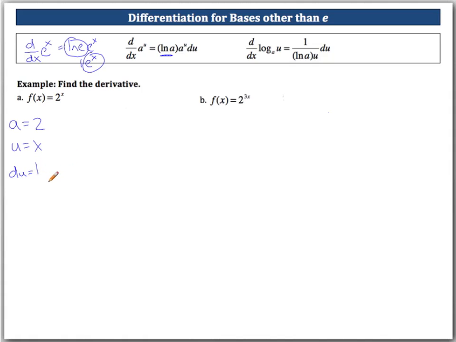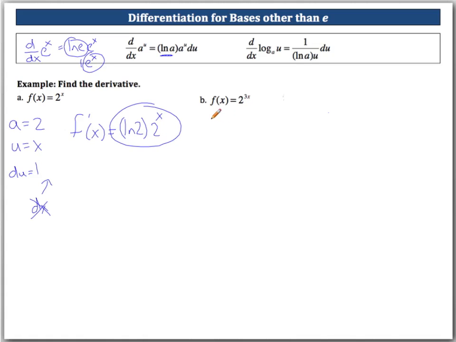And when we're finding derivatives, we don't really have to write dx here, because the derivative of x is also just 1. And so don't worry about putting the dx down there. Okay, so let's follow our pattern to find our derivative now. So it's going to be the natural log of a, or the natural log of 2, times a to the u, so 2 to the x, times the derivative of u, which in this case is just 1, and so we would just leave it here as our final answer.